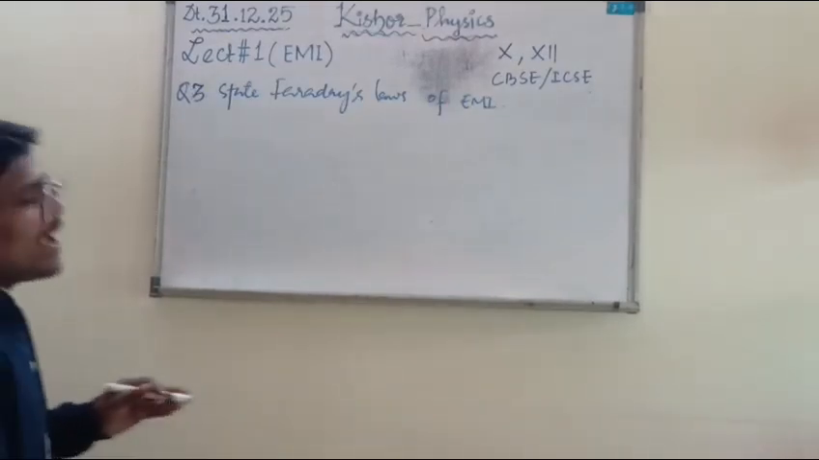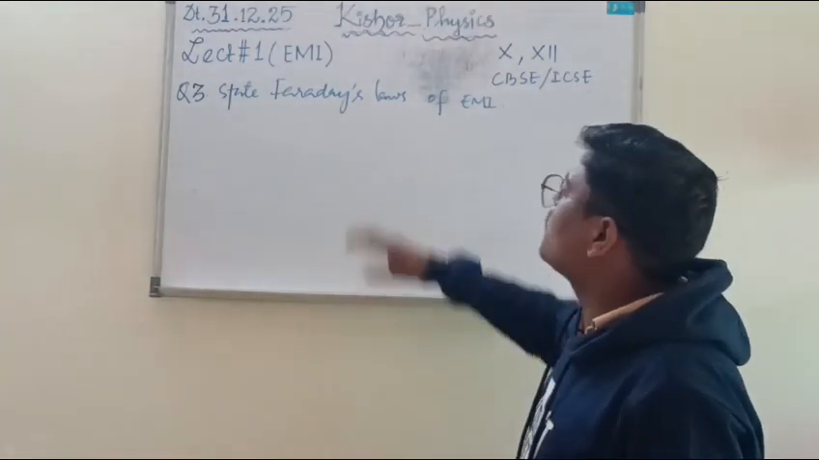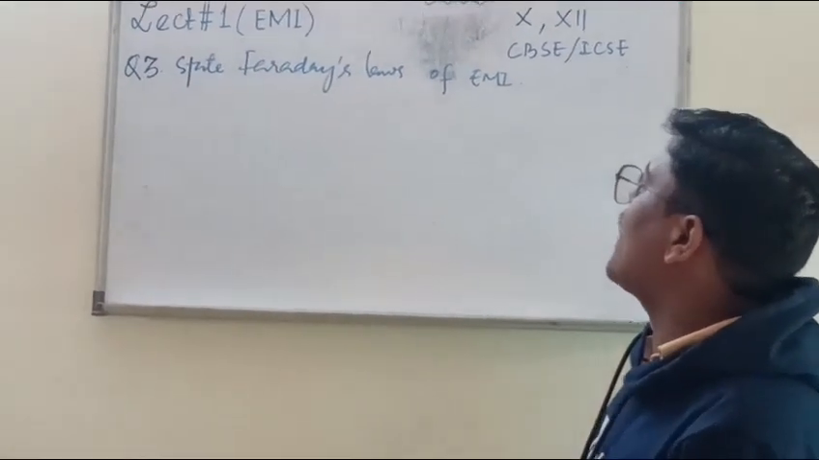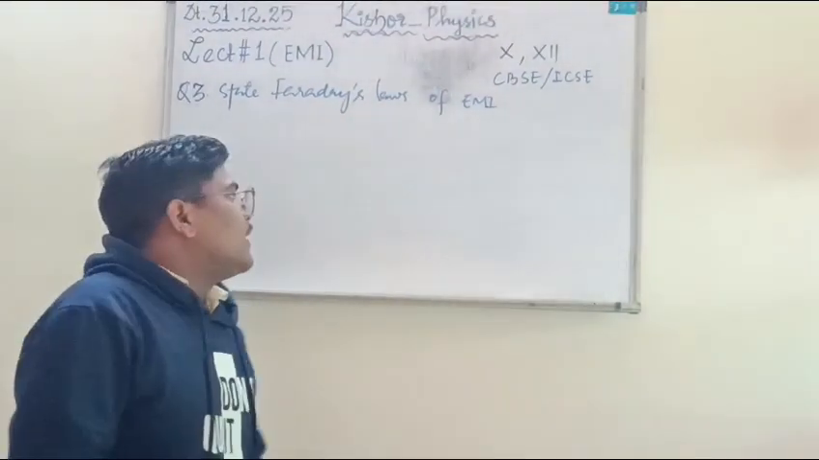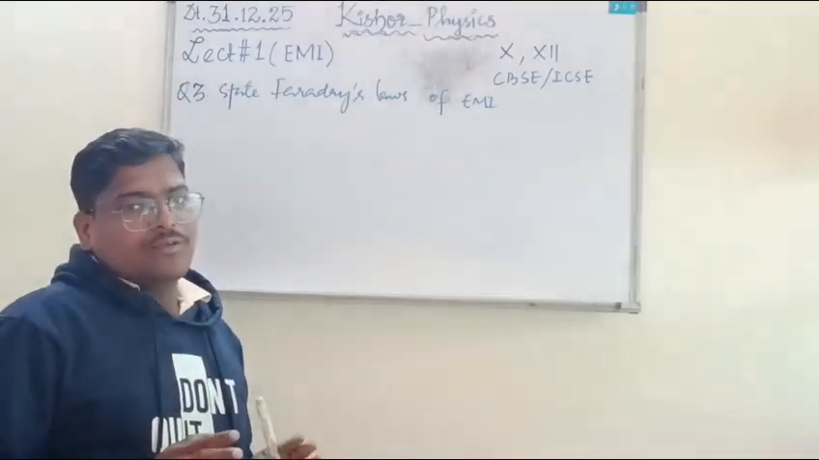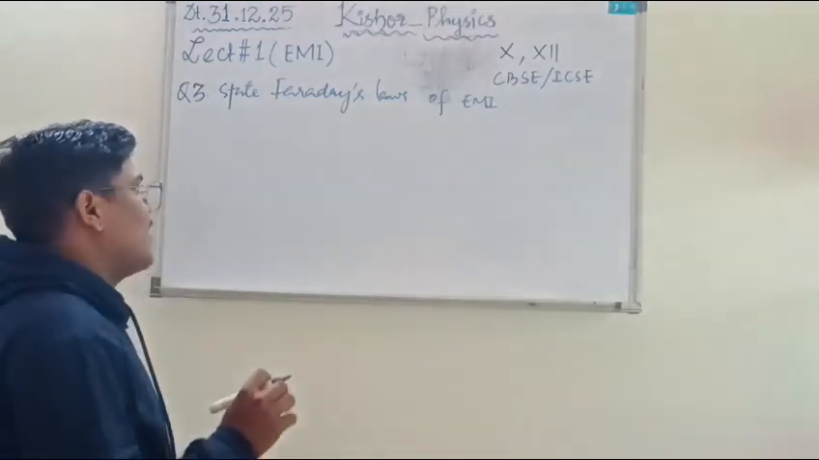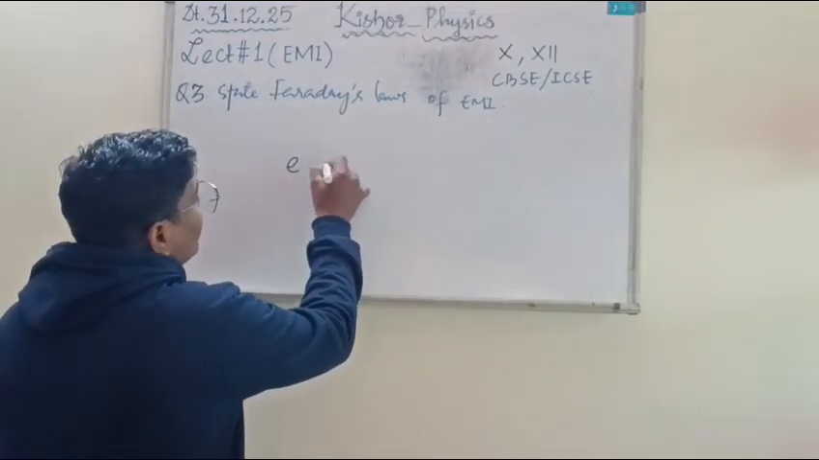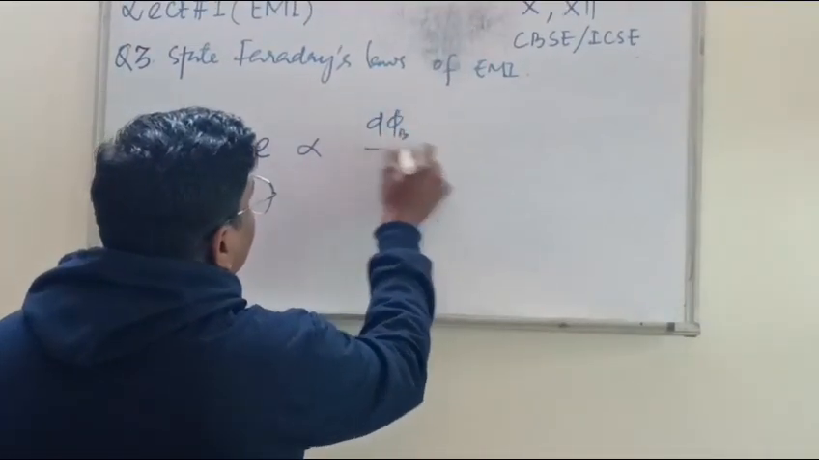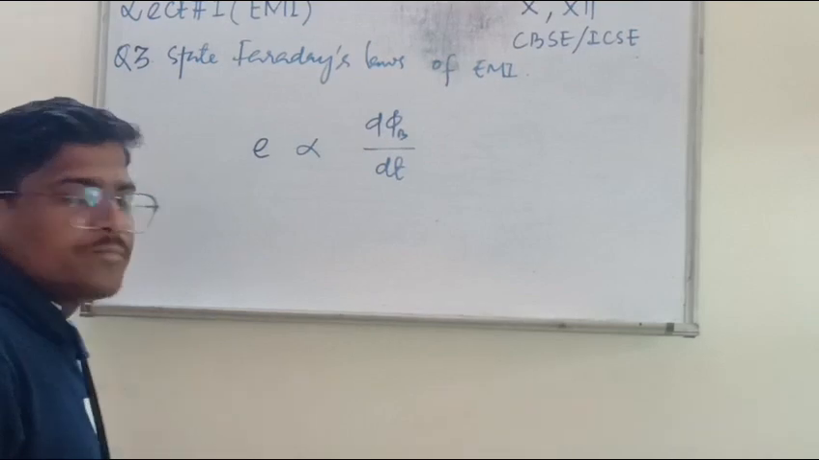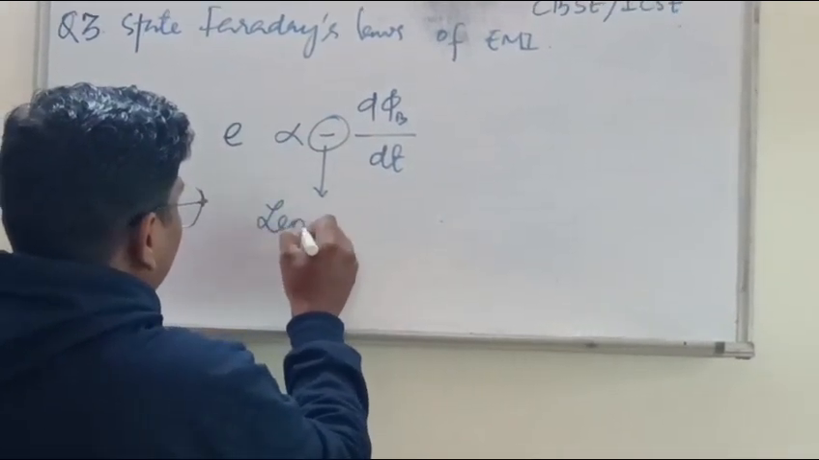So my dear students, I hope you are maintaining proper notes for this lecture. Now come to the next question, that is, state Faraday's laws of EMI. According to this law, if you are changing the magnetic flux linked with a coil, then definitely you get an induced EMF, and the magnitude of that induced EMF is proportional to the rate of change of flux linked with that coil. And there is a negative sign here, and this is due to Lenz's law.